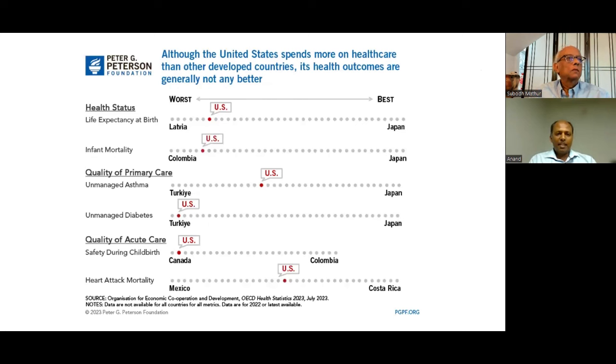across parameters like life expectancy at birth, or infant mortality, or heart attack mortality, the percentage of people having unmanaged diabetes, various parameters, you can clearly see that the US is not one of the best performing countries among the wealthy economies themselves. So this is where that kind of a model has led them.